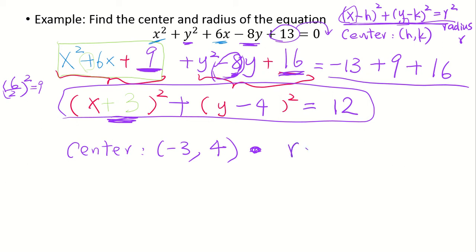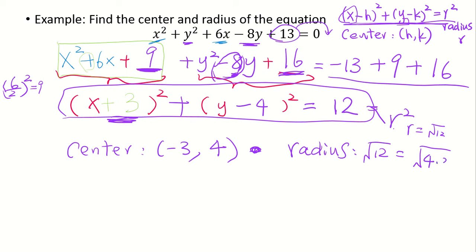And the radius, well, this 12 is r squared, right? So since r squared is 12, r would be the square root of 12. So the radius is the square root of 12, but since the square root of 12 is not fully simplified because it has a perfect square 4 in it, we need to get this 4 out. This 4 can come out as a 2 because the square root of 4 is 2. So the radius is 2 square root of 3 and the center is (negative 3, 4).